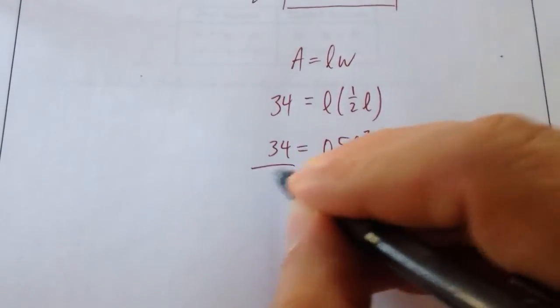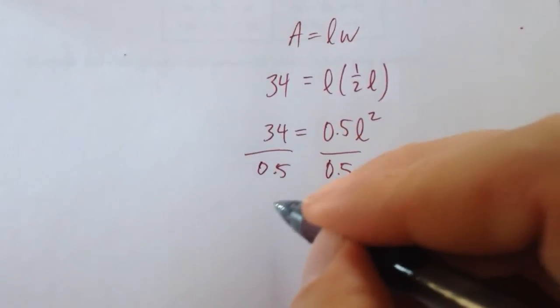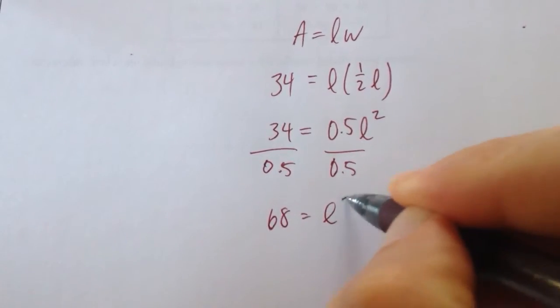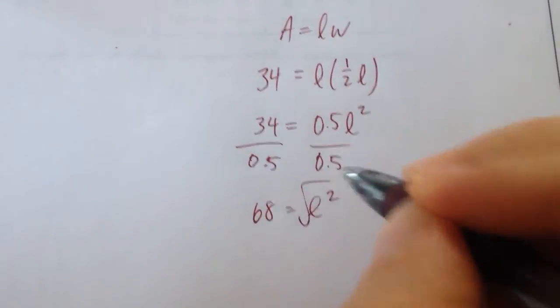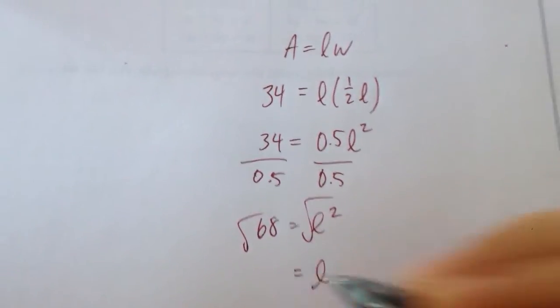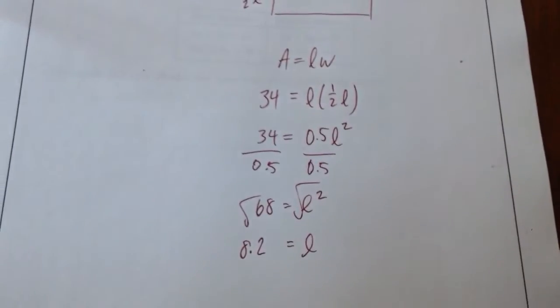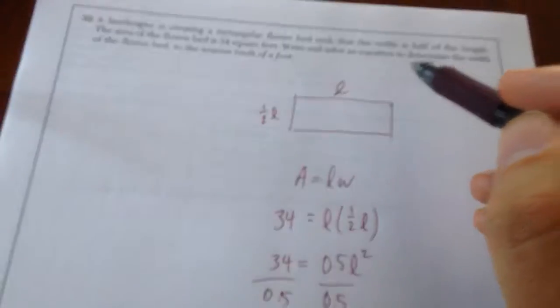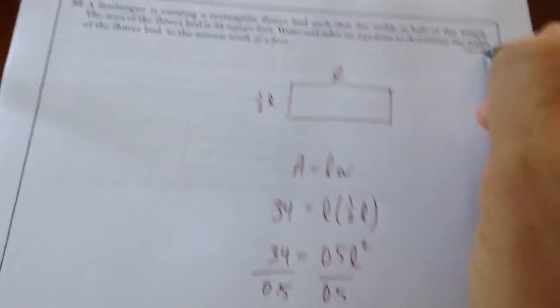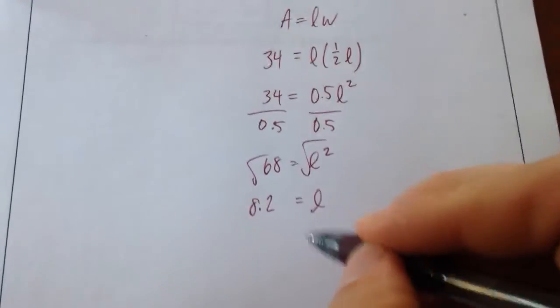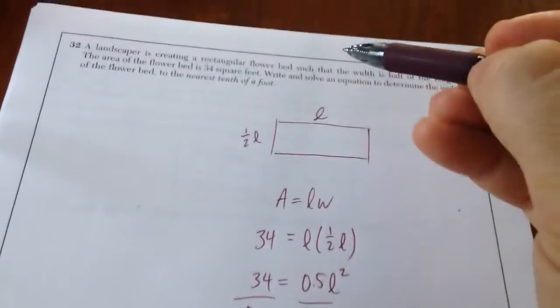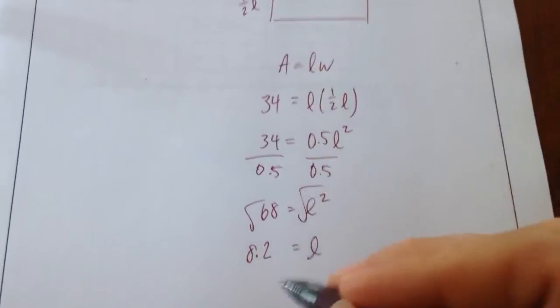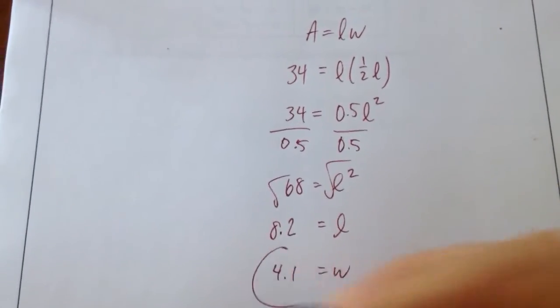Now this is a quadratic equation, but you could solve it a little differently. I am going to divide both sides by 1/2. In this case, you should get 68 equals L squared. Square root of 68 to the nearest tenth is 8.2. But please notice it says to determine the width. We just found the length, so in order to find the width, we know that it is 1/2 of the length. So, therefore, the width is 4.1.